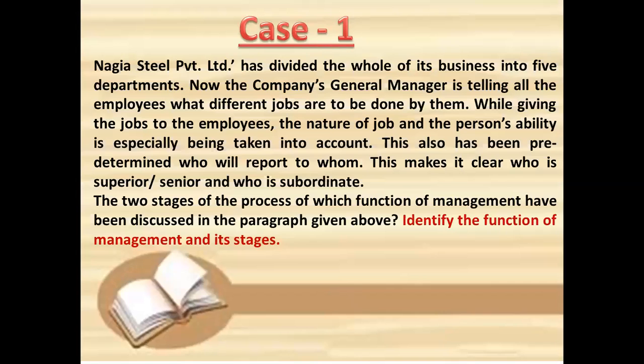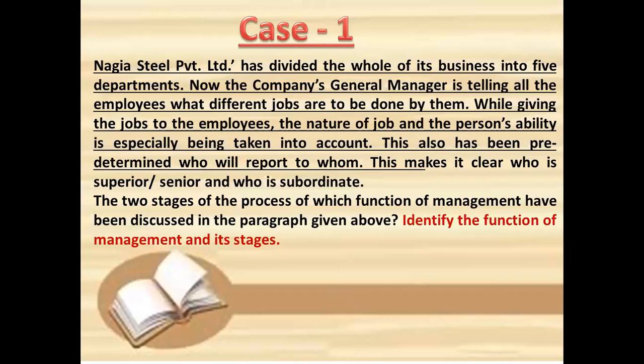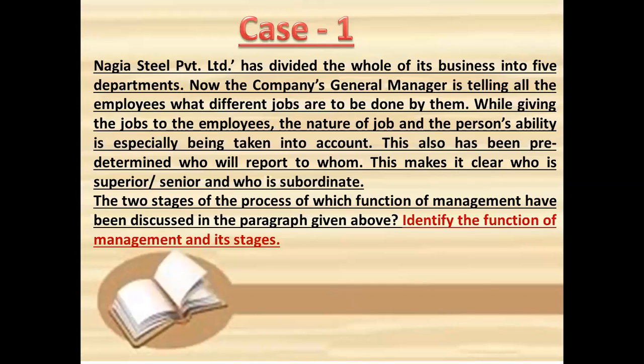Nagia Steel Private Limited has divided the whole of its business into 5 departments. Now, the company general manager is telling all the employees that different jobs are to be done by them. While giving the jobs to the employees, the nature of the job and the person's ability is specially being taken into account. It is also predetermined who will report to whom. This makes it clear who is superior or senior and who is subordinate.